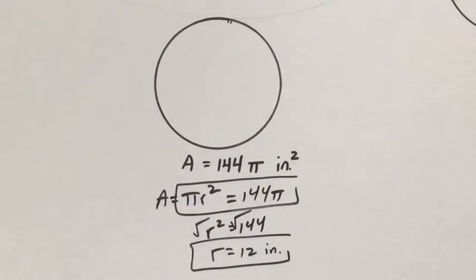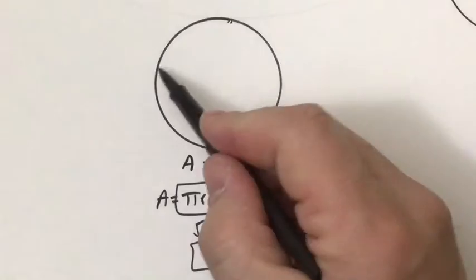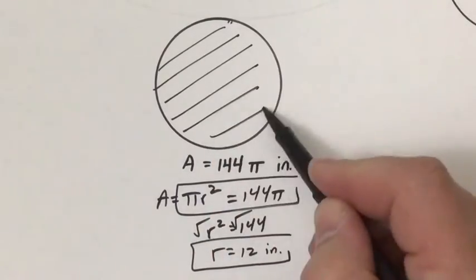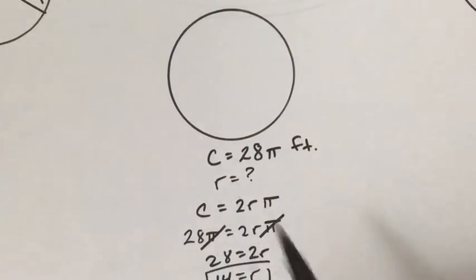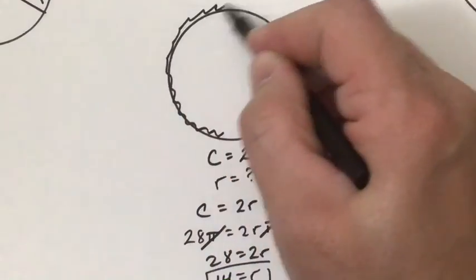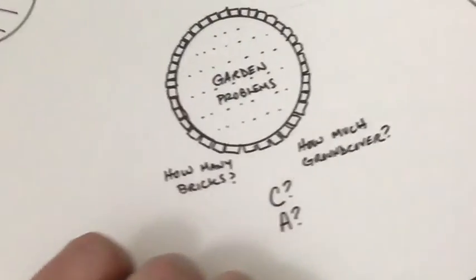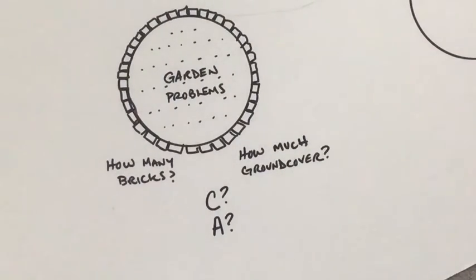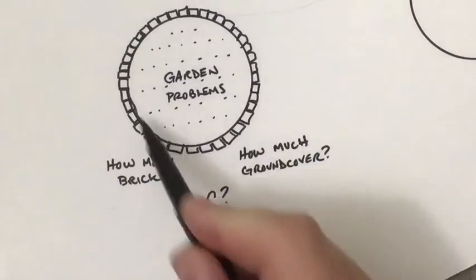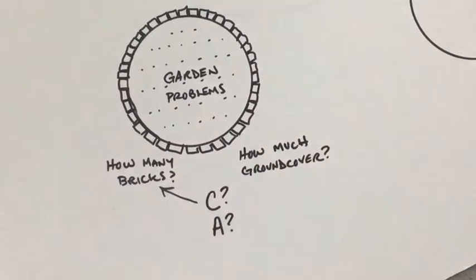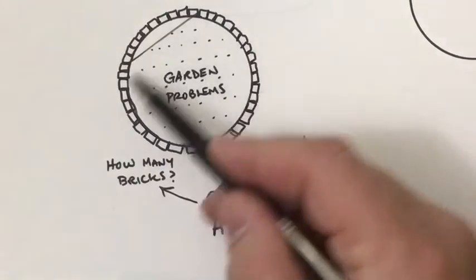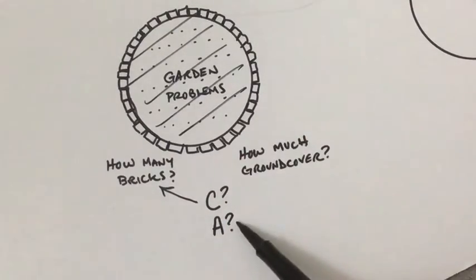So let's think back on that. We've got these area problems, which are telling us the space. And we've got circumference problems, which are telling us the distance all the way around. So looking back at that garden problem, I've given you time to think about it. If I ask you how many bricks I've got to go around the edge, that's a circumference problem. If I ask you how much ground cover it takes to cover the space inside of the garden, that's an area problem.